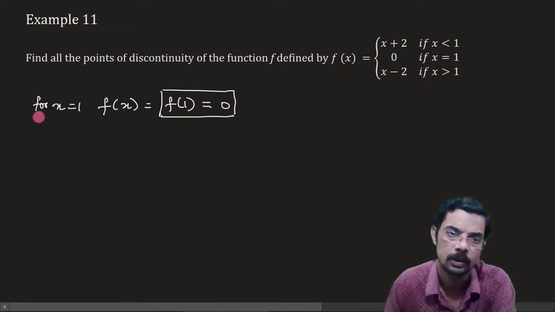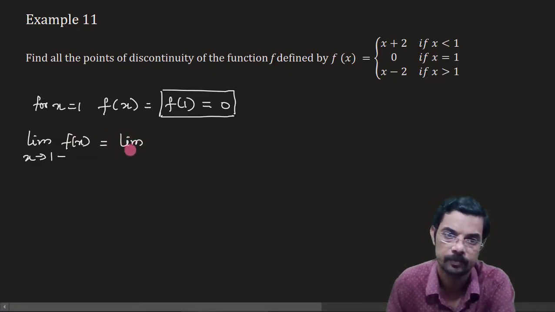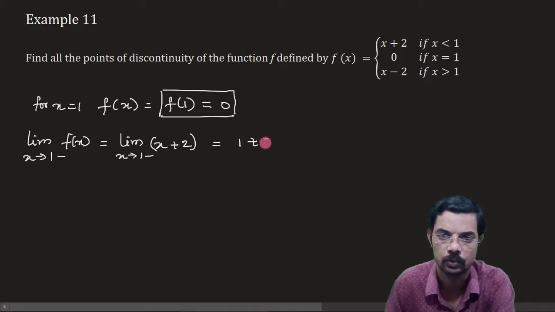Now we will check for the left hand limit. Left hand limit, x tends to 1 from the left, f(x), will be equal to limit x tends to 1 from the left. From the left of 1, that is less than 1, f(x) is defined as x plus 2. It is the same type of question as the previous one. So that will be equal to, you just put the value, 1 plus 2, which is equal to 3.